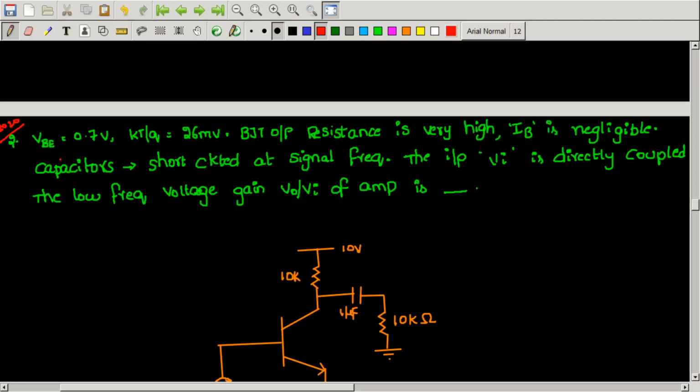It is given that VBE is 0.7 volts and KT by Q, the thermal voltage, is 26 millivolts, and the BJT output resistance is very high and the base current is negligible. And it is also given that the capacitors are short circuited at signal frequencies and the input is directly coupled. So we should find the low frequency voltage gain of the amplifier.